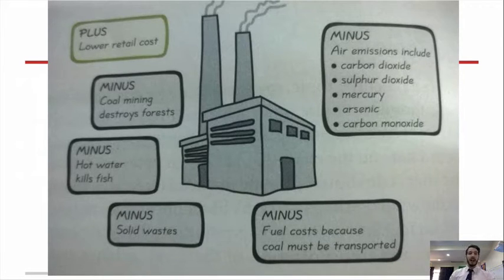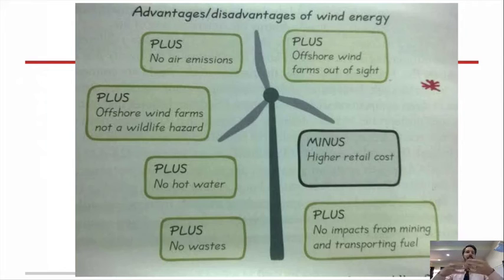So here's an example of an idea map. If we're looking at the use of coal as opposed to solar, what this person basically did was look at the pluses and minuses, so different perspectives on coal energy, and here's the pluses or minuses of wind energy. So it's just an idea map. It's basically a graphical representation of the different perspectives of a topic.